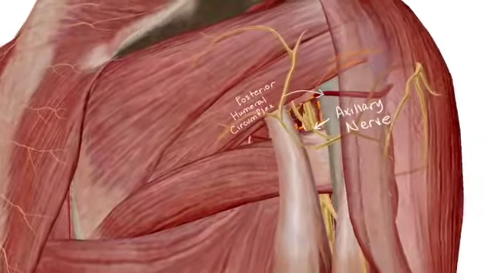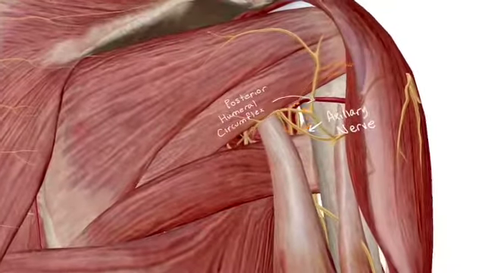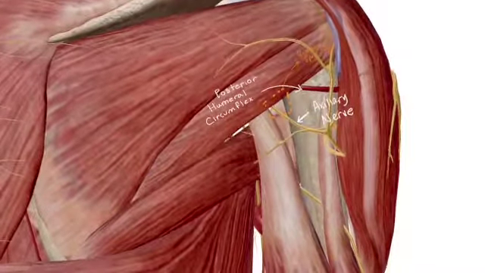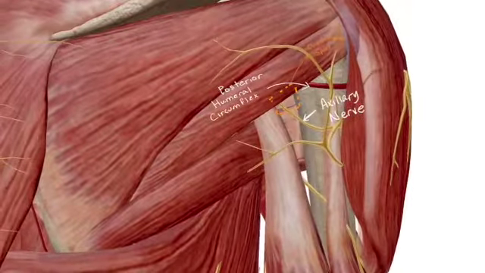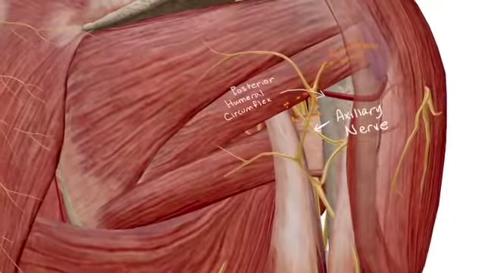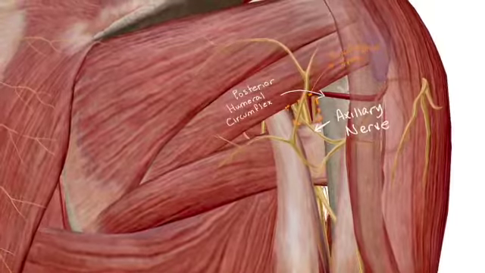Finally, this vessel sends branches to the deltoid and the glenohumeral articular capsule. In most individuals, it anastomoses with the anterior circumflex artery and the acromiothoracic artery. But in some, it anastomoses with the deltoid branches of the deep brachial artery.